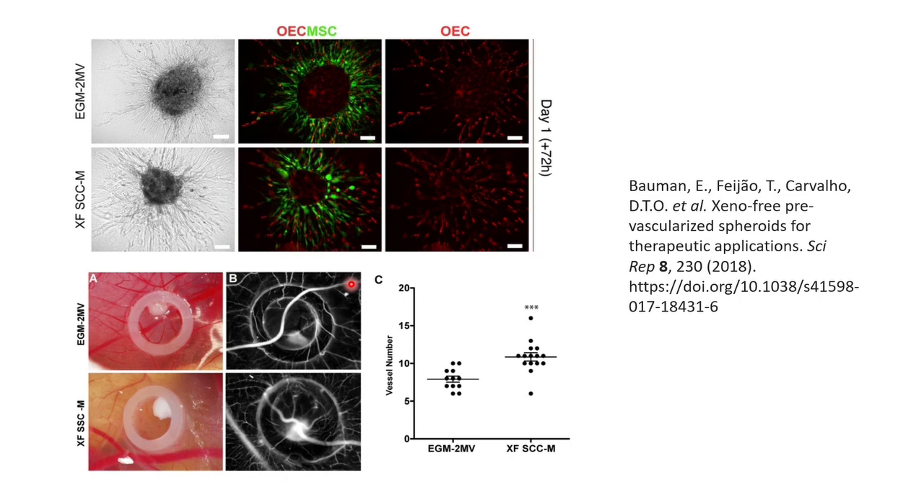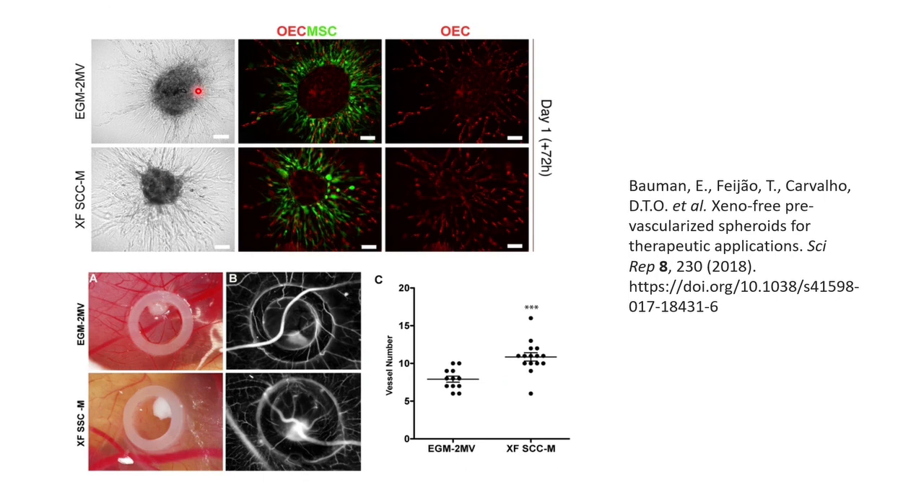One example for that is in this paper here. The paper title is Xeno-free pre-vascularized spheroids for therapeutic applications. This is from Scientific Reports. What they have done is, first, they have prepared spheroids. The spheroids they have prepared with mesenchymal stem cells and endothelial cells. For angiogenesis to take place, we need endothelial cells.